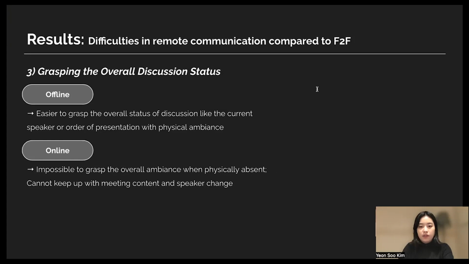Third, grasping the overall discussion status. In offline occasions, it is easier to grasp the overall status of discussion, like the current speaker or order of presentation with physical ambience.